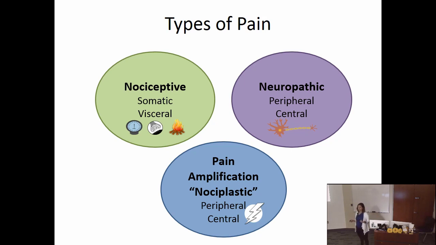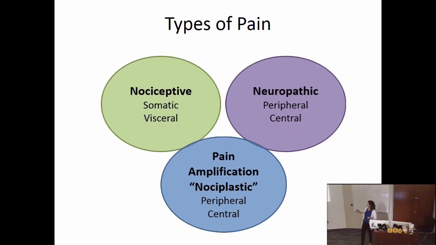Pain amplification syndrome, other people have mentioned that today. The new term for it is nociplastic pain, or central sensitization is another word that's commonly used to describe that pain. So you can actually get pain amplification in the peripheral nervous system, but quite often it becomes problematic when it occurs in the central nervous system and stays. So it's okay to have central amplification of symptoms. That's a normal function of our nervous system, but when it stays around and persists beyond the time when it's useful, that's when it becomes abnormal and no longer useful.